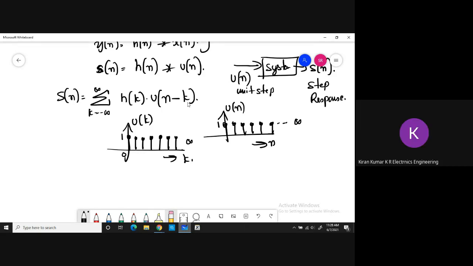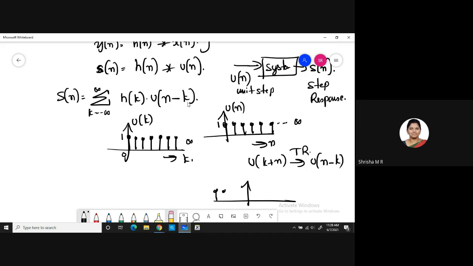Minus infinity to n, ma'am. It will exist from minus infinity to n, right? So you have to plot u of k plus n, then take time reversal, you will get u of n minus k. So this will exist from minus infinity up to some value n. We don't know that value, okay? This is u of n minus k.